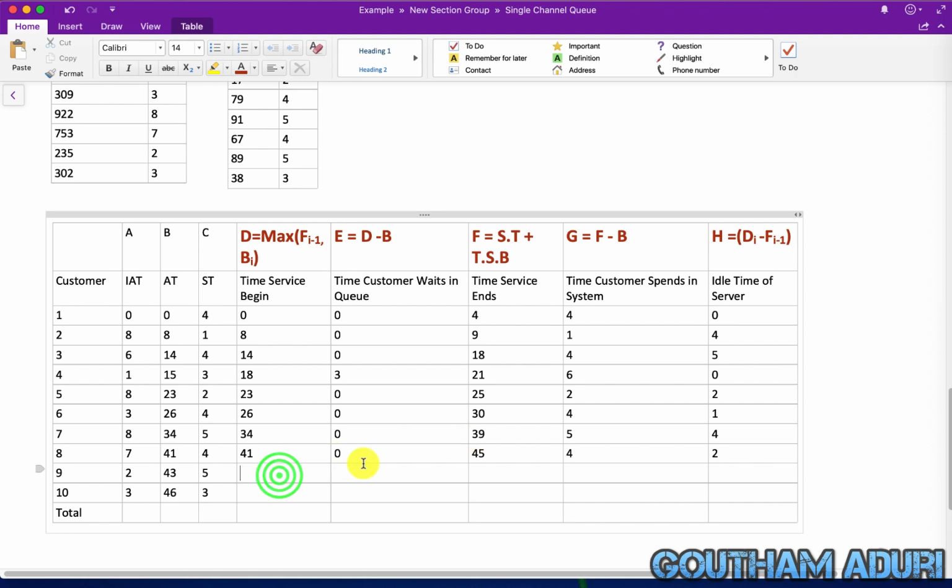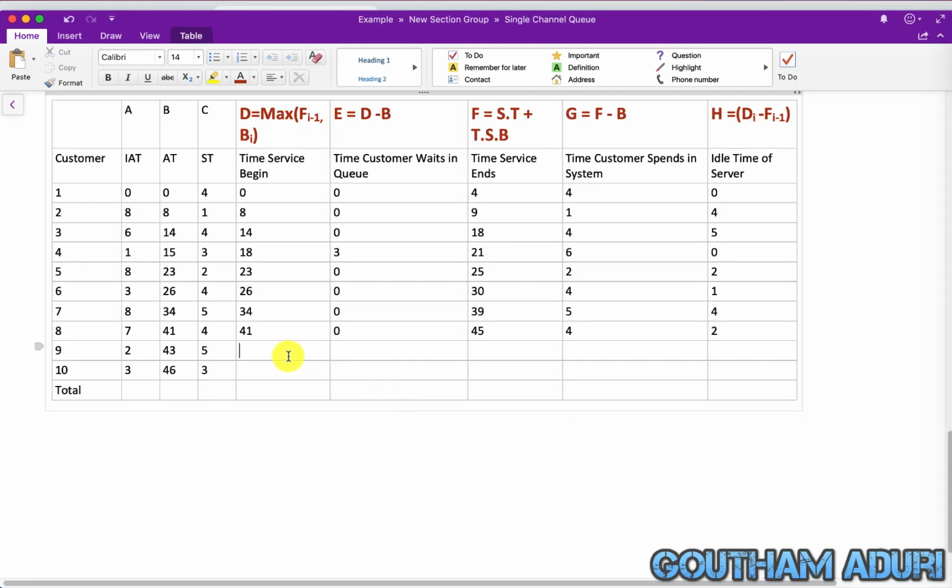And the next one is 45 and 43. So for the ninth customer, what we have to do is calculate the time service begins. The time service begins is nothing but compare the time service begins 45 and 43. So it's 45 it comes, and the time customer waits in the queue is 45 minus 43, it's 2. And time service ends is service time plus time service begins, it's 50. And time customer spends in the system is nothing but the total time spent, it's F minus B, so it's time service ends minus arrival time, it's 2. And the idle time of the server is 45 minus 45, 0.